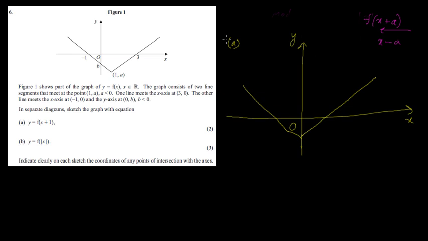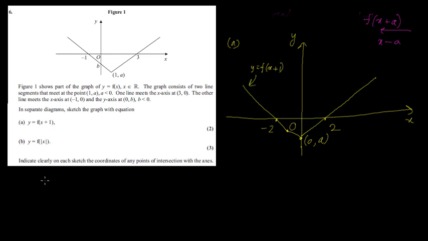So it will be something like this, and this would be 0, a, this would be minus 2, this would be 2. So this would be the picture. Now this point B here would be somewhere around here now, so it would be b minus 1. We don't have to put that, because we only indicate clearly on each sketch the coordinates of any point of intersection with the axes. So axes means x-axis and y-axis, so we don't have to say anything about this one. So this was the y equals f(x plus 1) transformation.